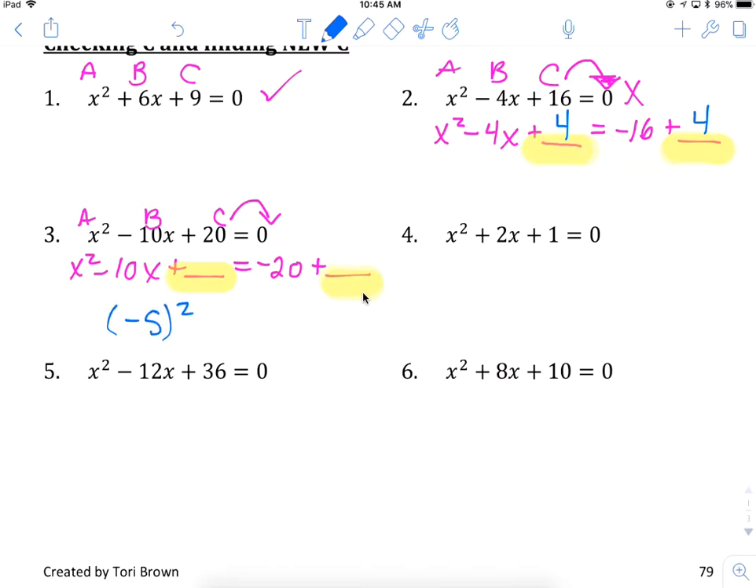-5 squared makes a 25. So I'm putting 25 in my blank on both sides. Okay. All right, let's look at the next one.